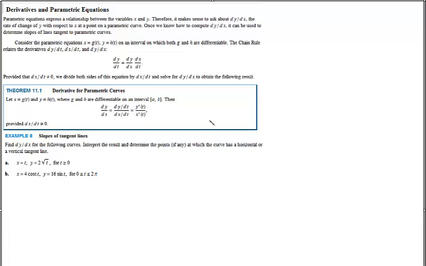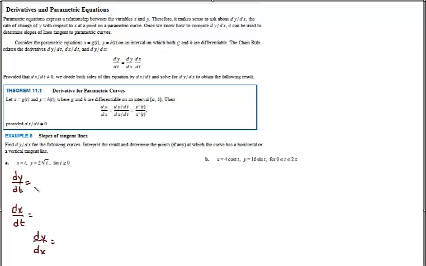Example 8, we are using theorem 11.1, the derivative for parametric curves. Note that if I want to find y prime, I'll just take the derivative of y with respect to t and divide it by the derivative of x with respect to t. Very handy and very nice theorem that we're using here.